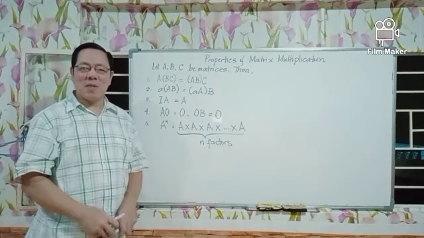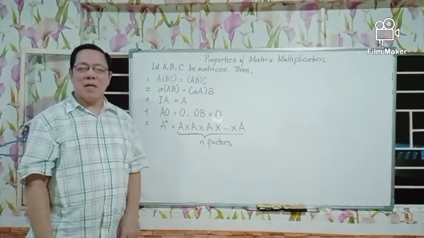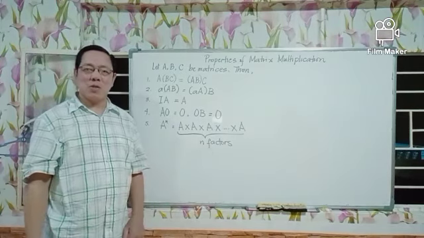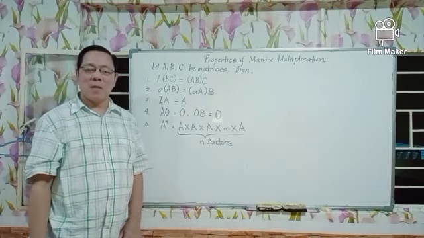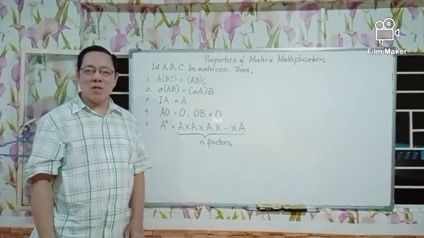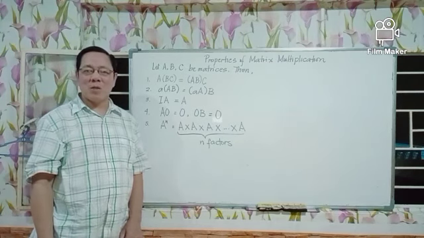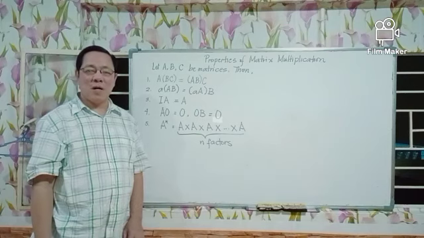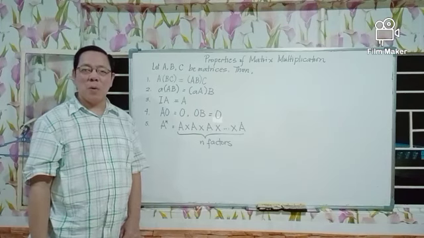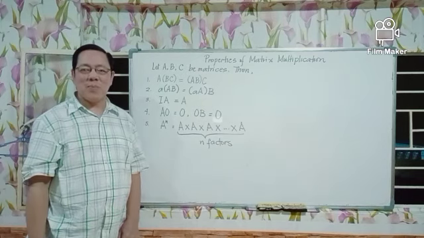We let A, B, C be three matrices. In the following properties, we assume that the products that appear in these properties are defined. And we already know the conditions for the product of two matrices to be defined. The number of columns of the first matrix in the product should be equal to the number of rows of the second matrix in the product.